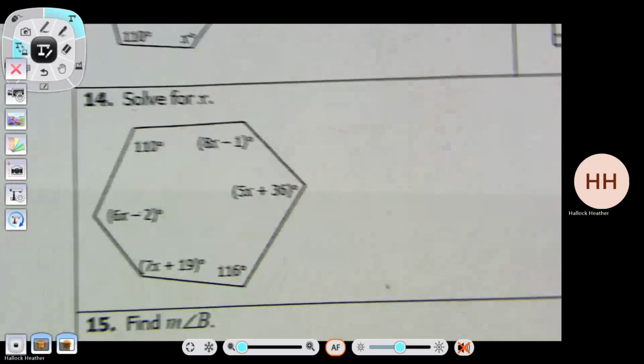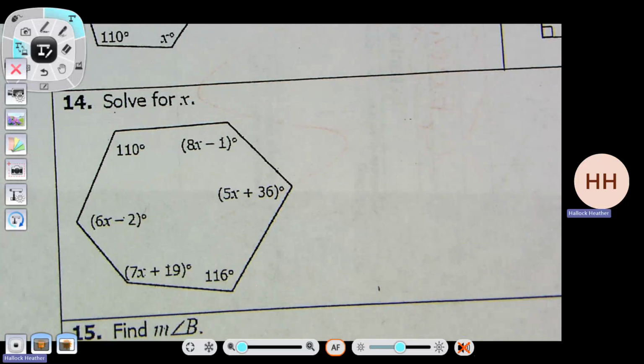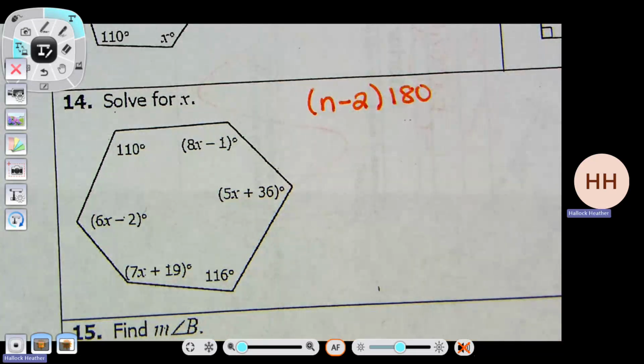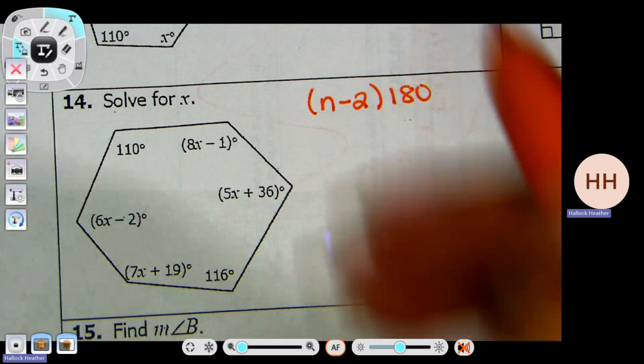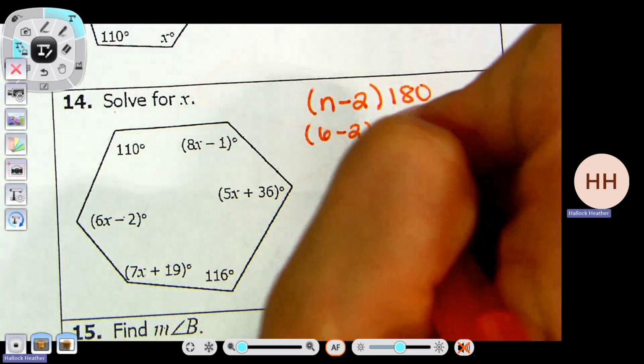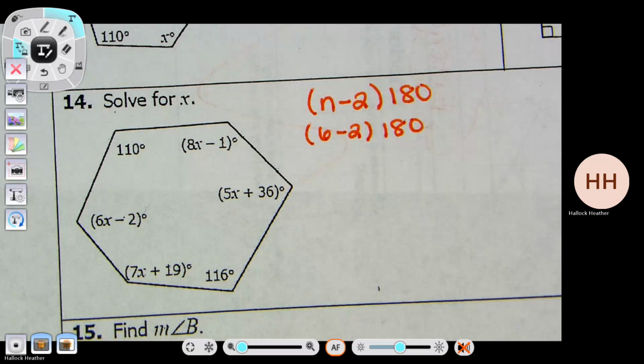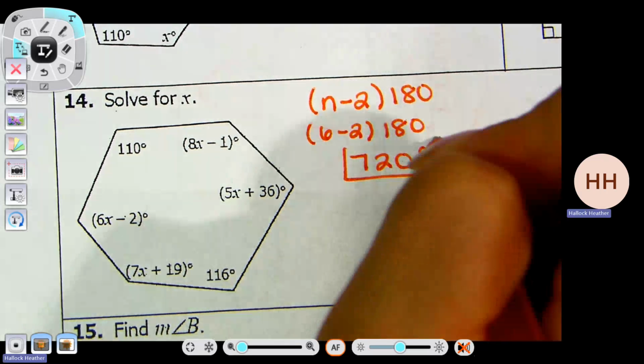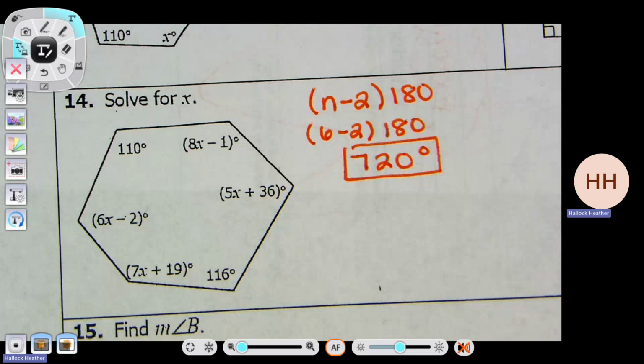Let's go to 14. First you need to decide, is this interior angles or exterior angles? Interior. So if you're talking about interior, we're going to use n minus 2 times 180. N is the number of sides. So how many sides are on this shape? 6. So I'm doing 6 minus 2 times 180. So in total, the inside needs to make 720 degrees.